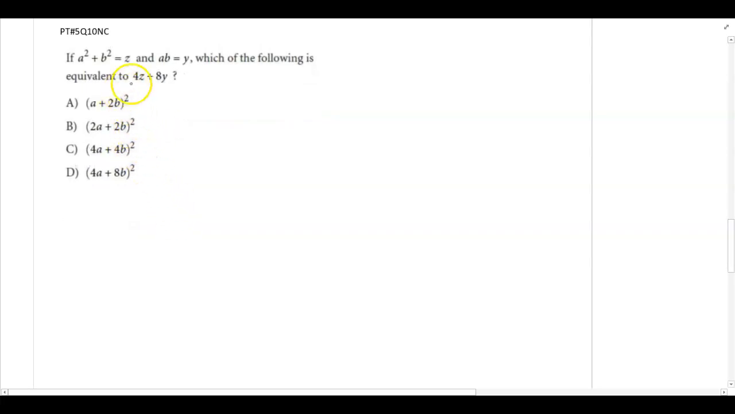The last one here, if a squared plus b squared equals z and a times b equals y, which of the following is equivalent to 4z plus 8y? What I'm going to do is plug a squared plus b squared in for z here and ab in for y here. Now, that would give me 4 times a squared plus b squared plus 8 times ab. If I distribute and then I simplify this, I would get 4a squared plus 4b squared plus 8ab.